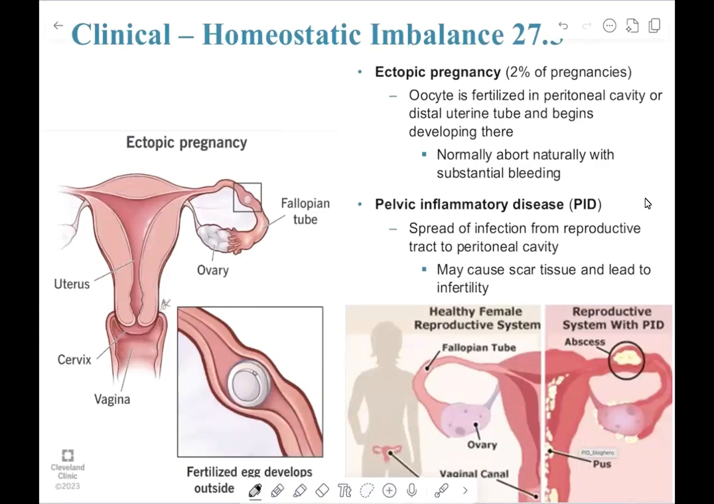Two different homeostatic imbalances that are associated with the female reproductive tract include what are called ectopic pregnancies. Ectopic pregnancies occur in about 2% of pregnancies. In this case, the oocyte is fertilized in the peritoneal cavity or the distal uterine tube and begins developing there. However, since an ectopic pregnancy cannot be sustained, it naturally aborts and there is substantial bleeding.